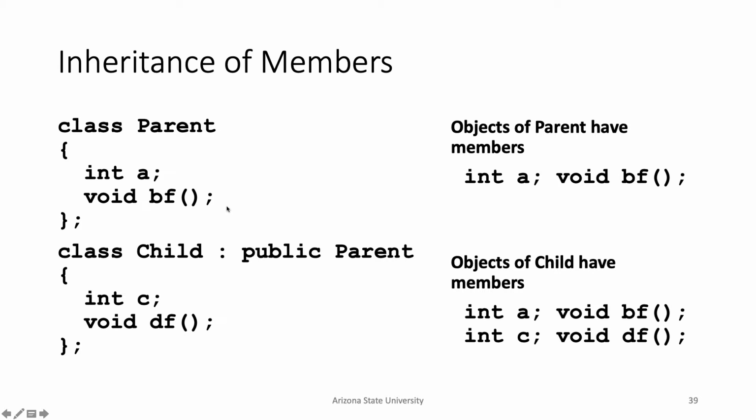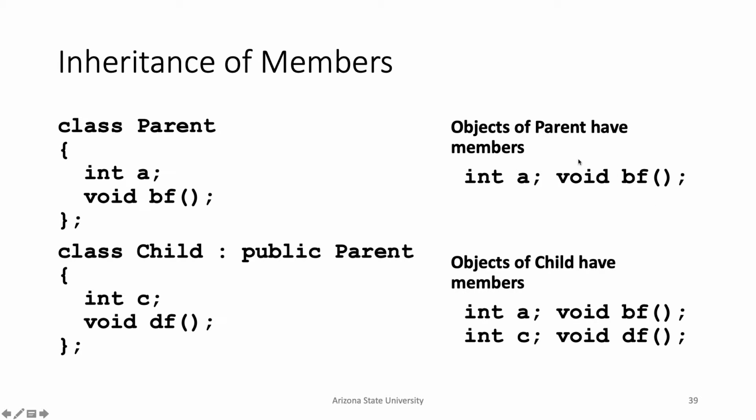So what things can we actually inherit from one thing to the other? So a parent class up here has an int a, some function bf, and then the derived class obviously has that integer a and that function bf.